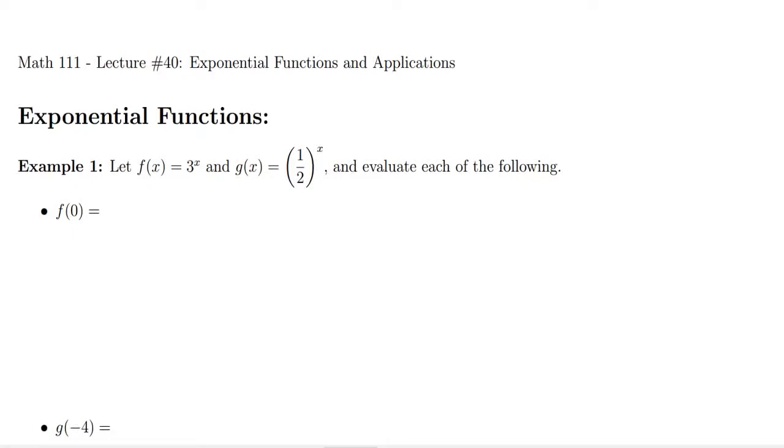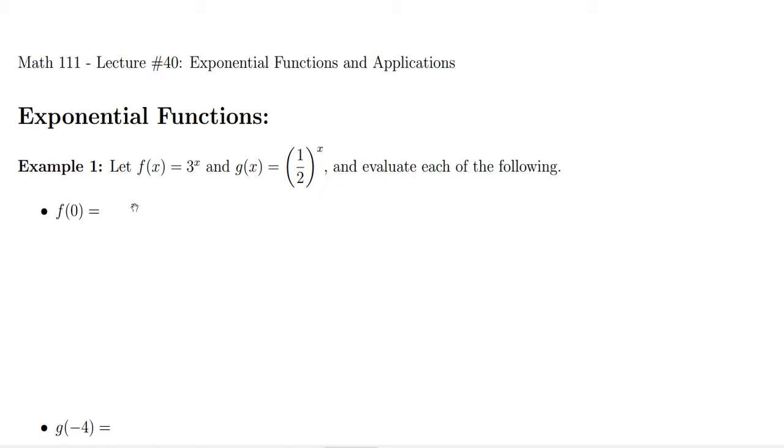So our next lecture is on exponential functions. Let's start out with an example where we have f of x is 3 to the x and g of x is 1/2 to the x. So exponential functions are of the form a base number, non-zero, raised to the power of x, which is different from polynomials, right? Just thinking of an example that you could compare this to, x cubed would be a polynomial, but 3 to the x is an exponential function.